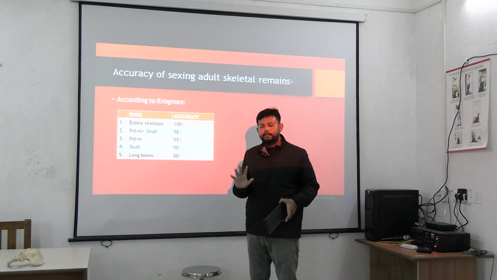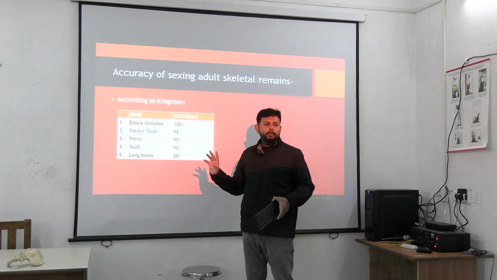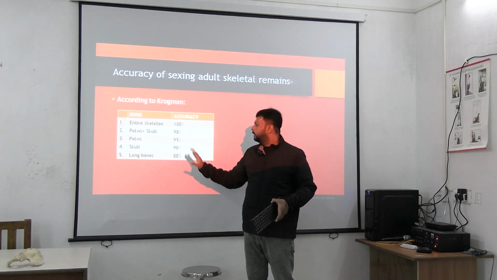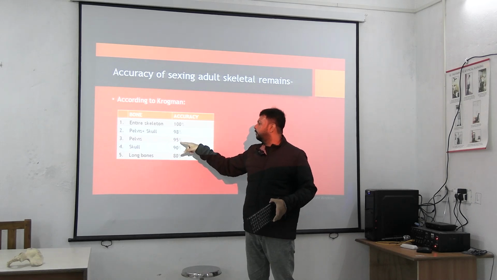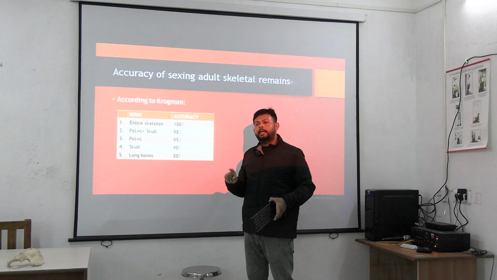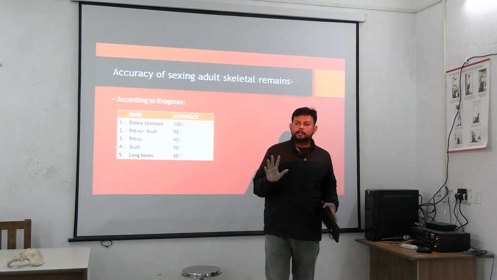Understood? From pelvis alone it is 95%, skull 90%, long bones 80%. So if a single bone is given, the maximum chance of finding the sex is from the pelvis, and that is 95%. So this table is again a question. Mostly it will be asked in your viva.